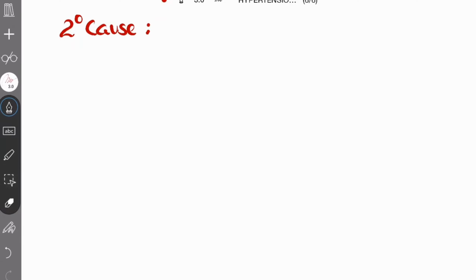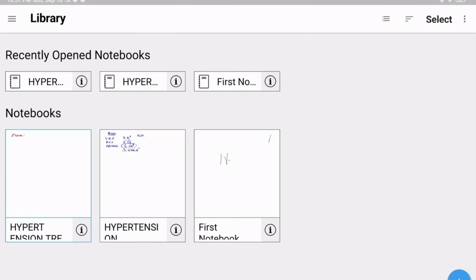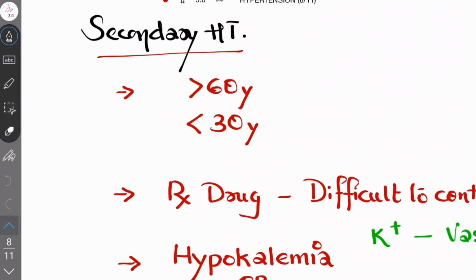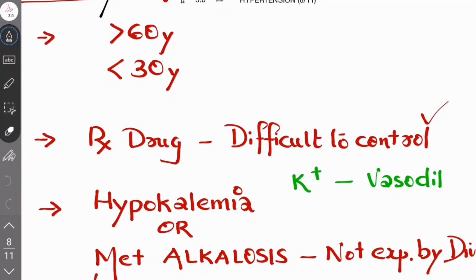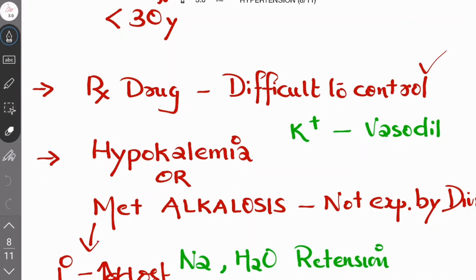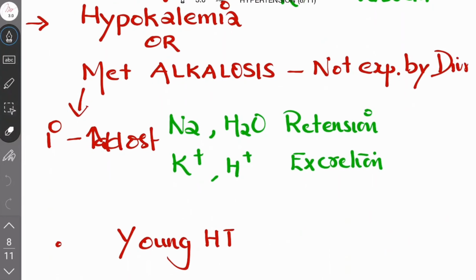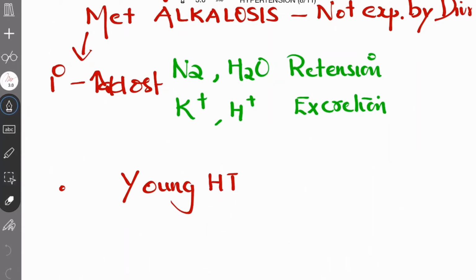Secondary causes of hypertension should also be considered. We also previously discussed that. When analyzing, you should suspect a secondary cause in patients less than 30 years or more than 60 years. If BP is uncontrolled, you should suspect a secondary cause. Cushingoid features, then hypokalemia or metabolic alkalosis not explained by diuretics, and young hypertension. In all those things, we should suspect a secondary cause.